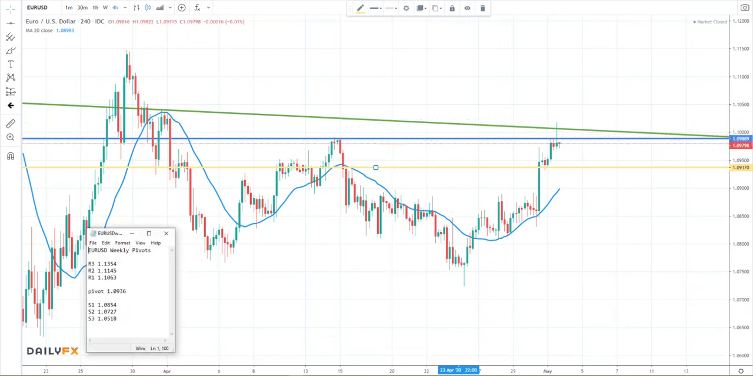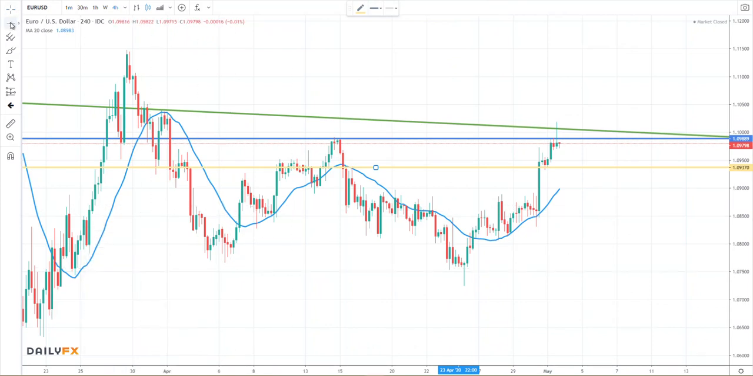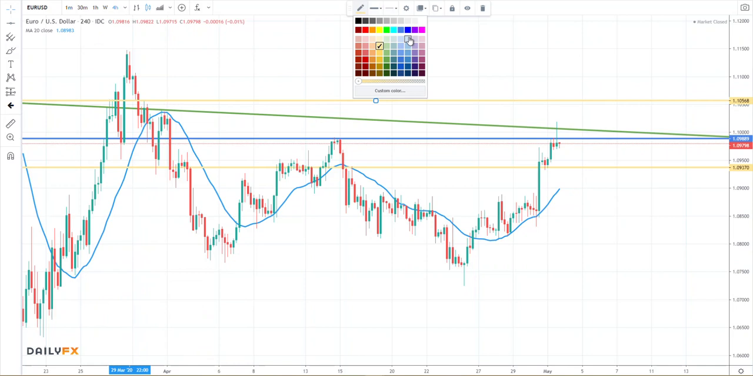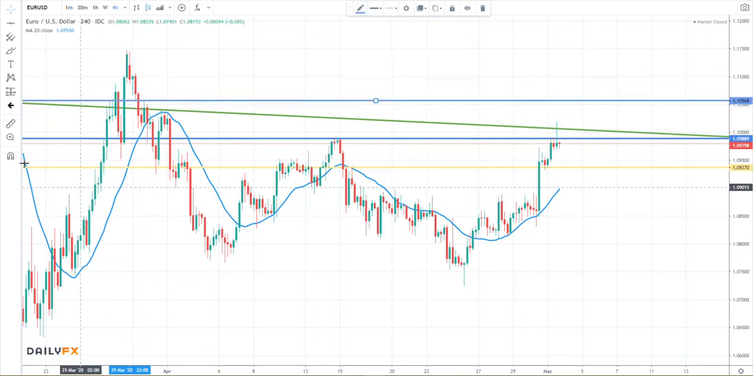So where's our first resistance? R1, 110.63. Okay, so right there. Let me go ahead and make this blue. So price could ascend all the way up there, but then that would be a really good sell.